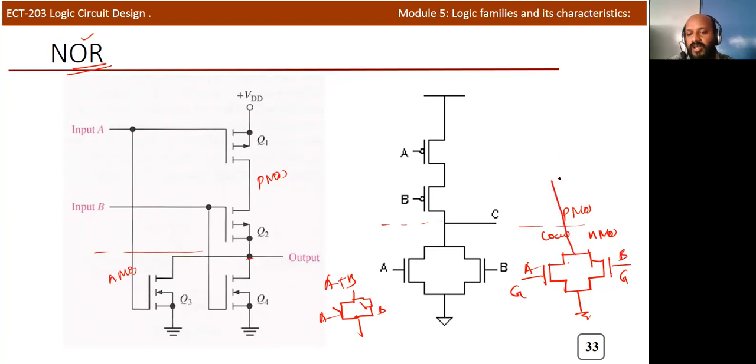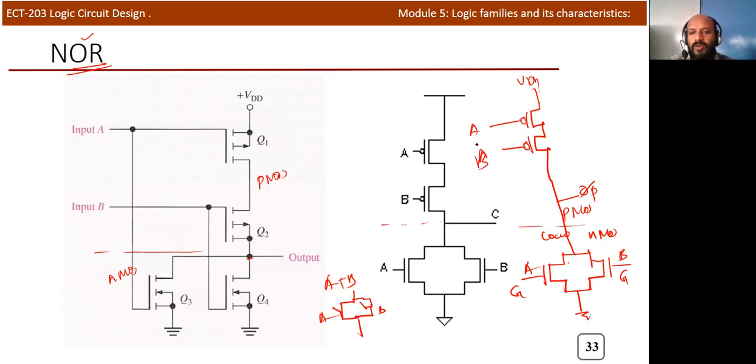And for the upper portion, if the lower portion is drawn in parallel, the upper portion must be a series connection. So these are PMOS transistors, and one point is connected to VDD. The center point you will use to take the output. Here also we need to connect A and B.